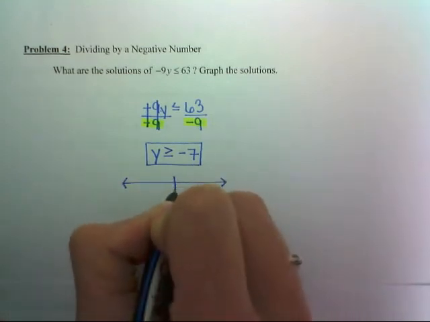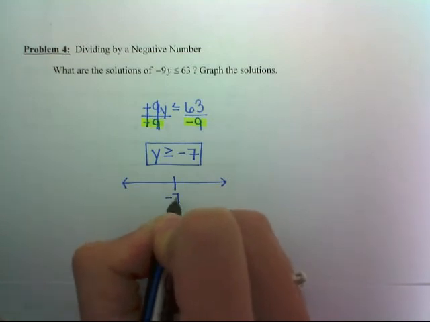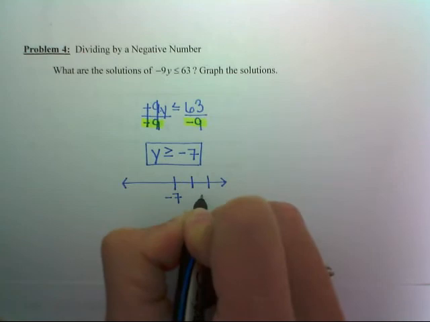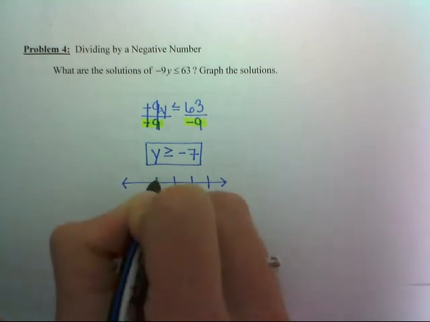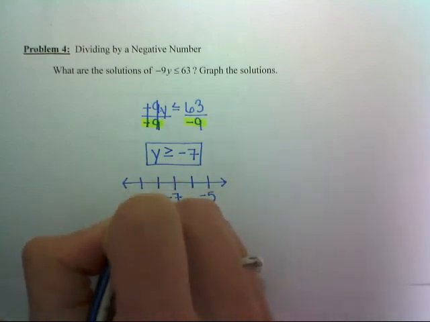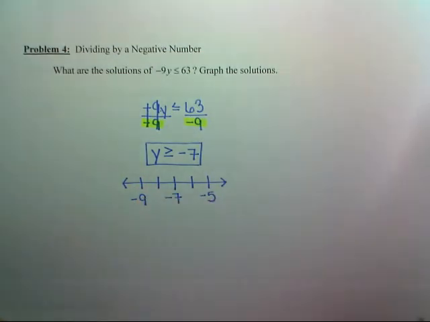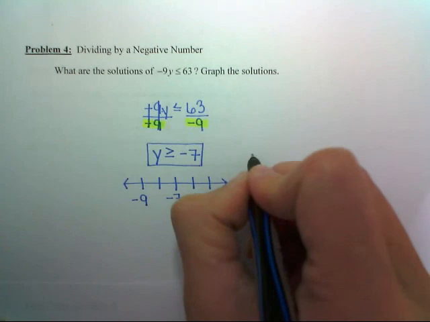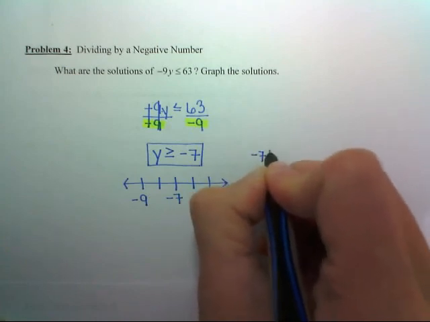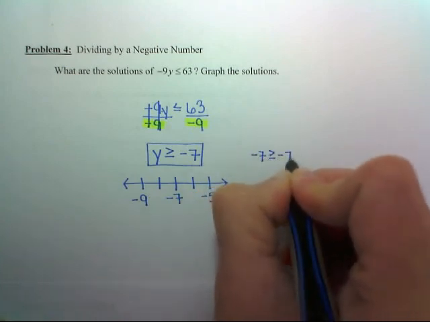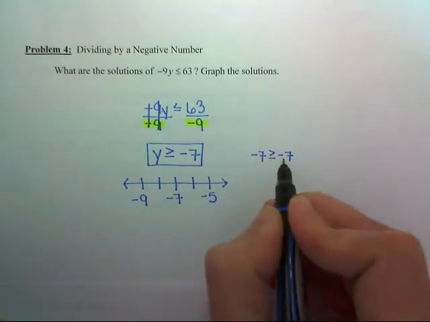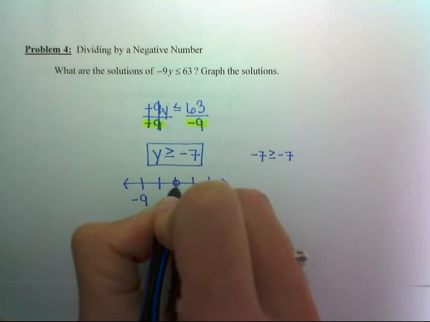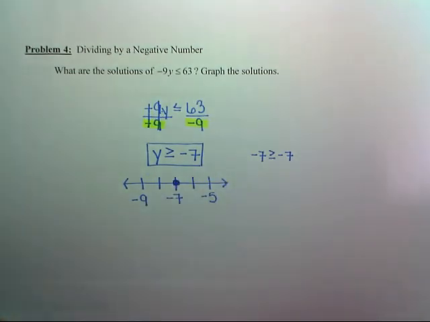So let's fill in -7 as our starting point. This would be -6, this would be -5, this is -8 and -9. Greater than or equal to. So equal to: if I try to use my starting point, does my starting point work? Is -7 greater than or equal to -7? That's true because they are equal. So I start here and I use that number.